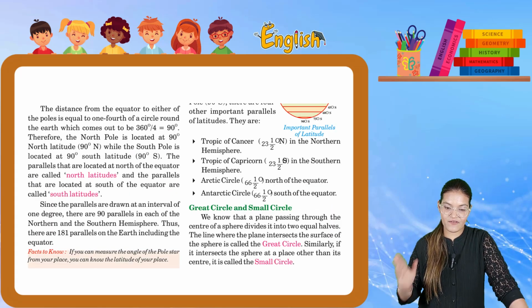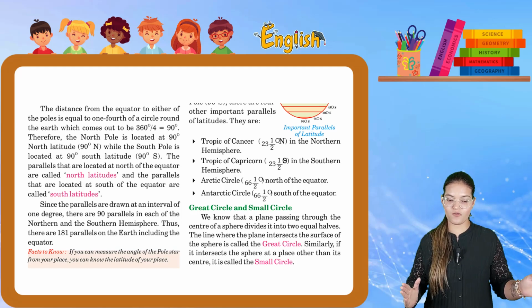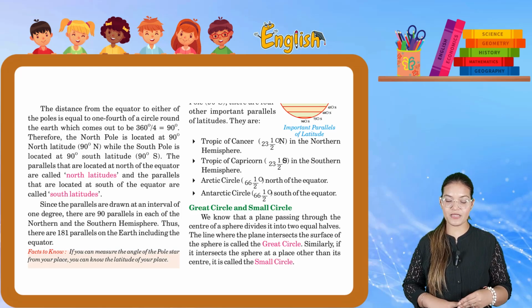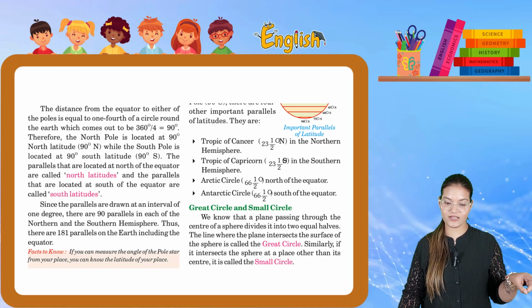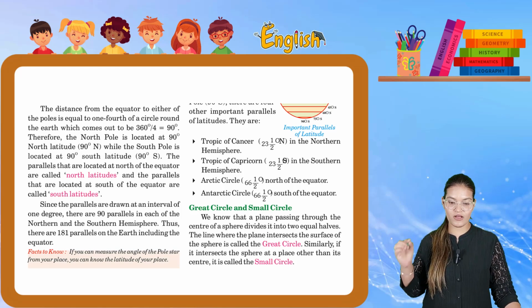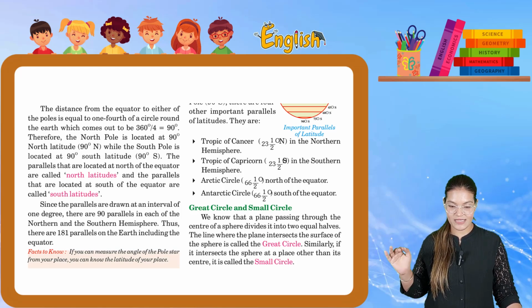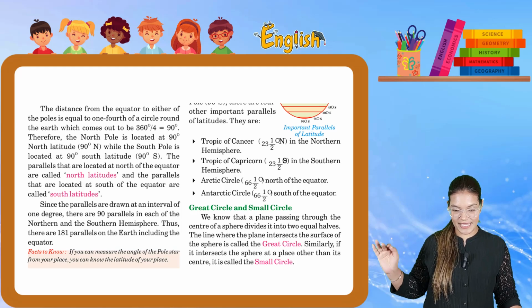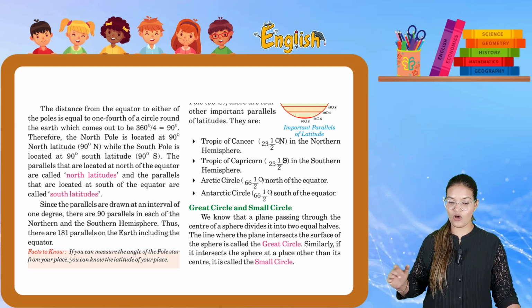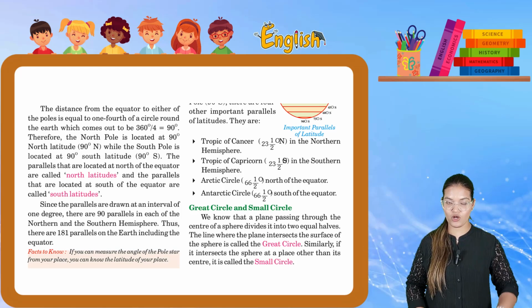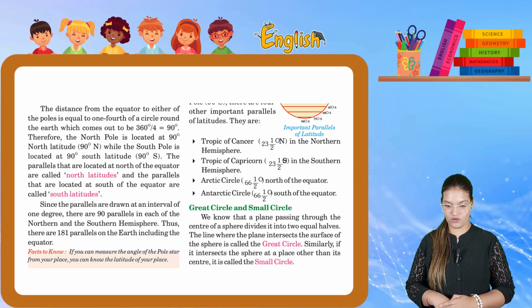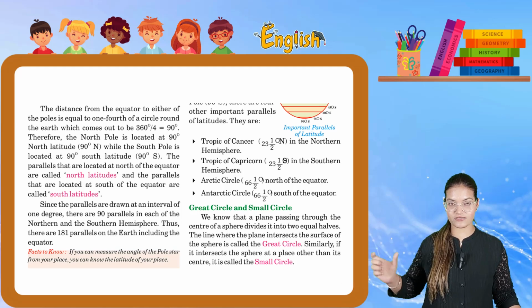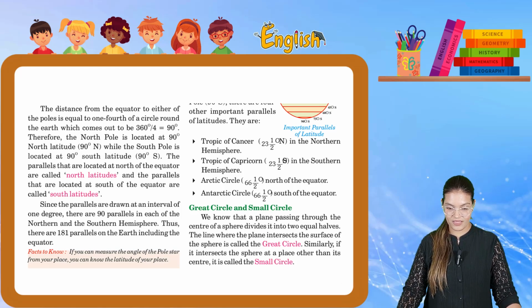The distance from the equator to either of the poles equals one-fourth of a circle around the earth, which comes out to be 360 degrees divided by 4, equals 90 degrees. Therefore, the North Pole is located at 90 degrees north latitude, 90 degrees N, while the South Pole is located at 90 degrees south latitude, 90 degrees S. The parallels located north of the equator are called north latitudes, and those south of the equator are called south latitudes. Any doubt?